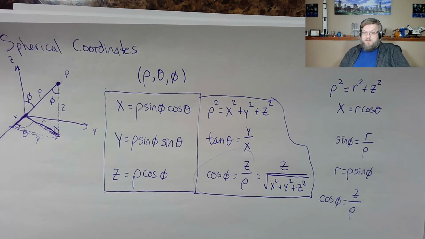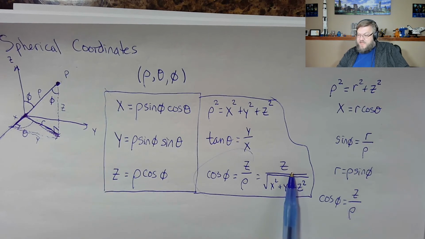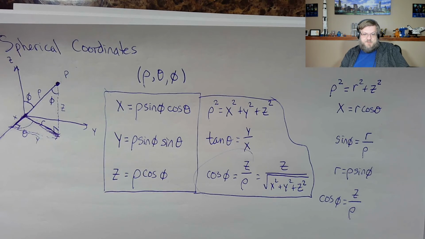All right, but there we have it. Those are our conversion formulas. This is spherical to rectangular, and these are rectangular to spherical. Okay, let's do a couple examples.